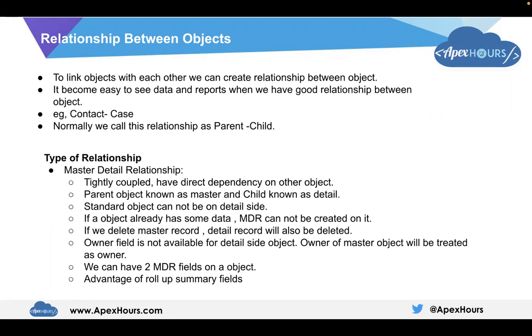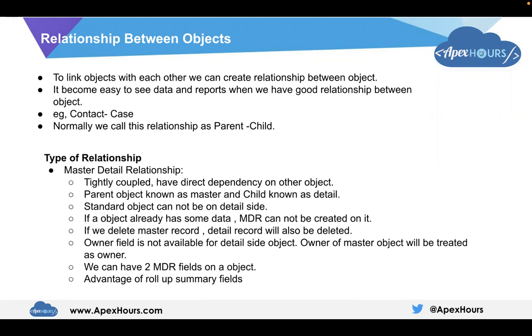So a standard object basically cannot be on the detail side of any master detail relationship. They will always be on the master side. If an object already has some data, then you cannot create a master detail relationship on it. So if the object has data and you want to create a master detail relationship, what do you need to do? The first option is to delete all the data, then create the master detail relationship.